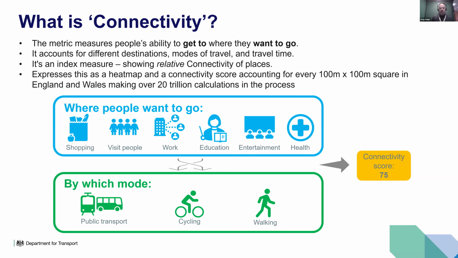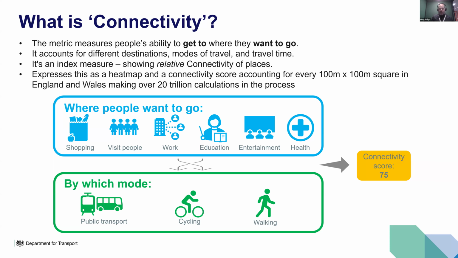So we express the metric as a heat map, and we have an individual score for every 100 metre by 100 metre square around England and Wales. So it's about 15 million squares. And we had to perform over 20 trillion calculations to work all of this out.